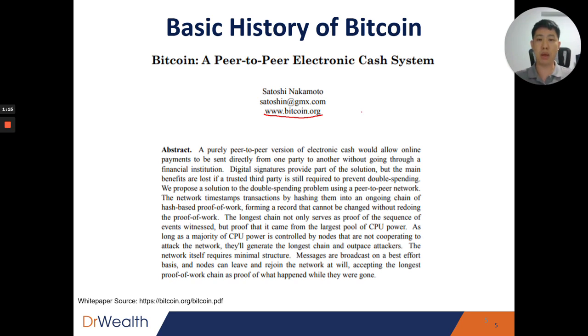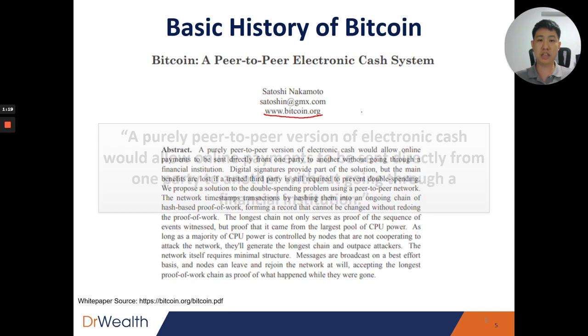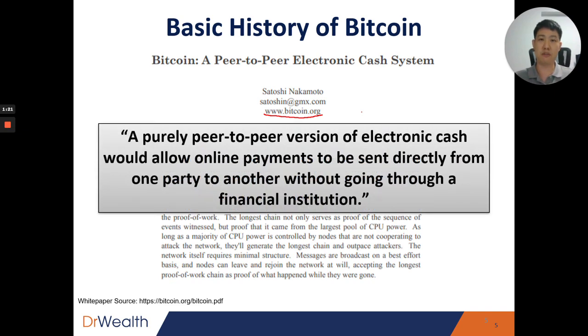Based on the white paper itself written by Satoshi Nakamoto, the first line is the most important for Bitcoin itself, where it says a purely peer-to-peer version of electronic cash that will allow online payments to be sent directly from one party to another without going through a financial institution.